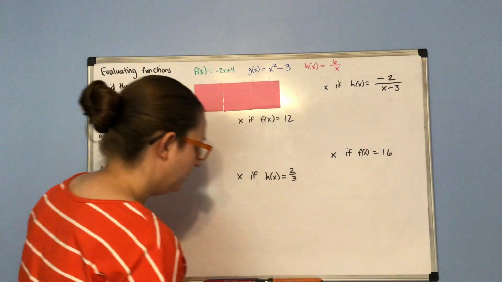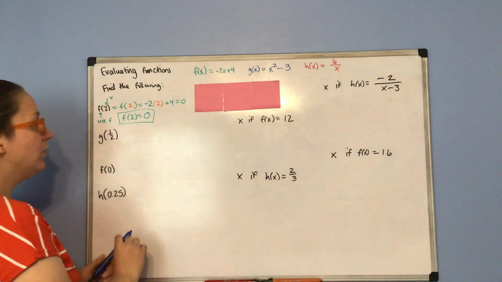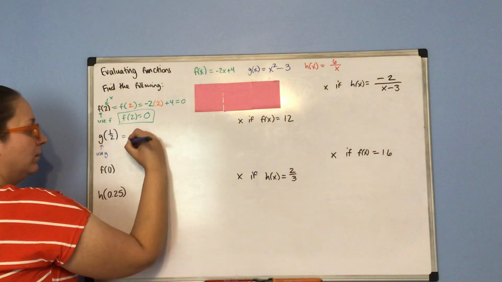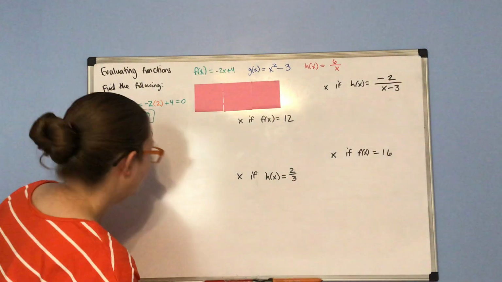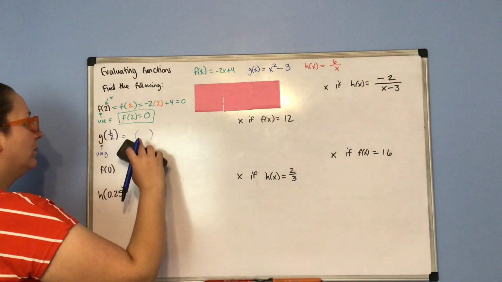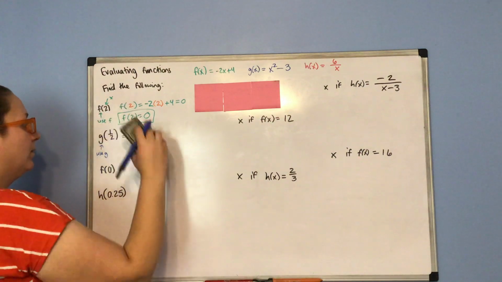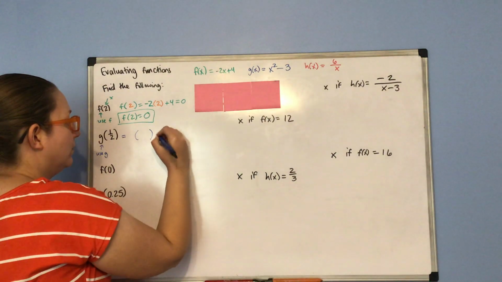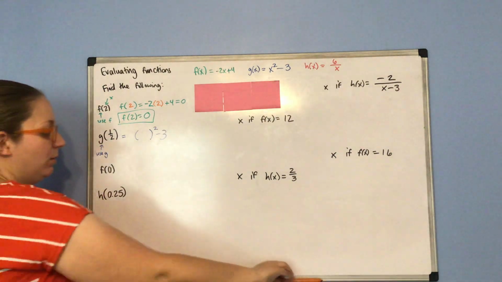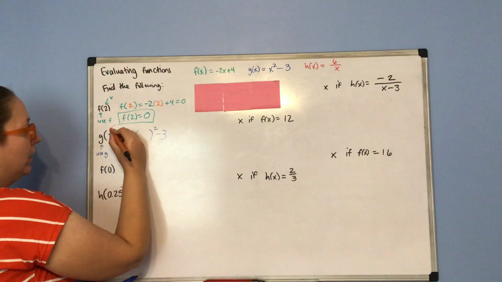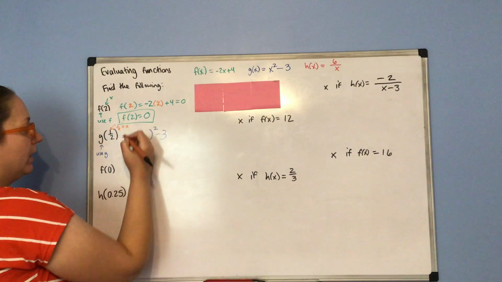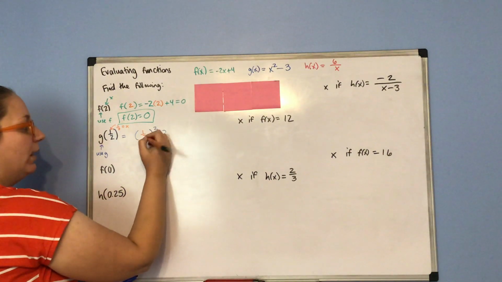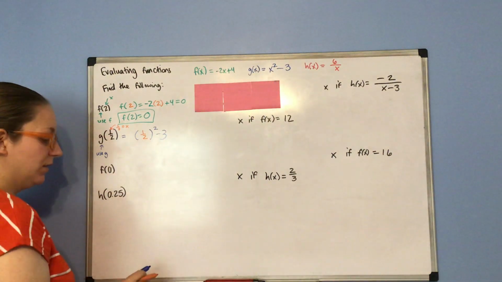Let's try a few more of those. The next one is using g. So we're going to use our g equation. When we use our g equation, it's going to be whatever squared minus 3. They're telling us to plug in 1/2. This 1/2 is going to go in for x. So g of 1/2 is going to be 1/2 instead of x, squared, minus 3.